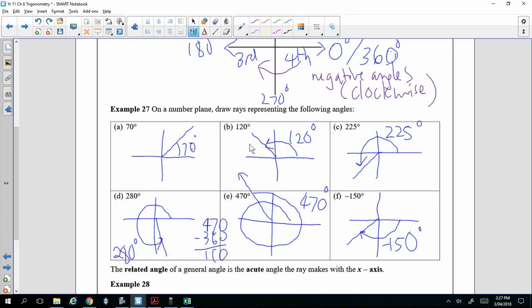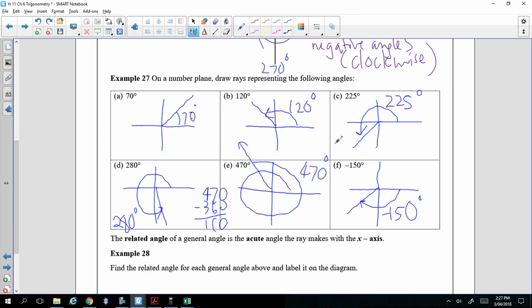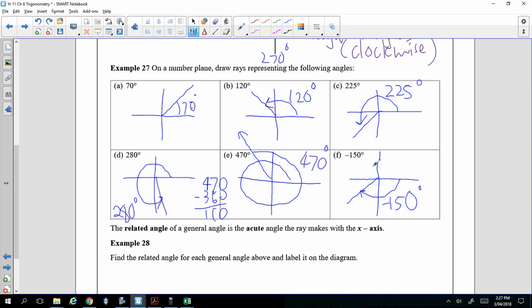We need to know about related angle. What's a related angle? It's the acute angle the ray makes with the x-axis. That's an important statement because we're going to use it later on. Now let's calculate the related angle for each of these. Remember, it is the acute angle the ray makes with the x-axis.